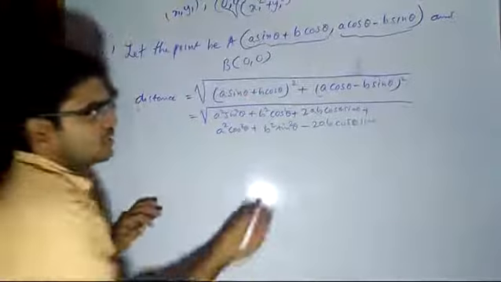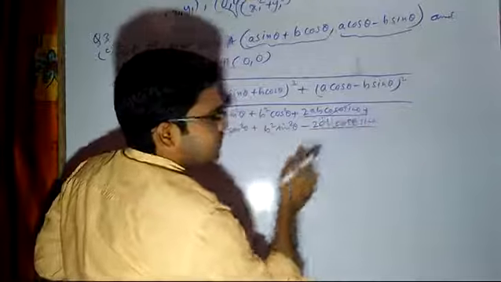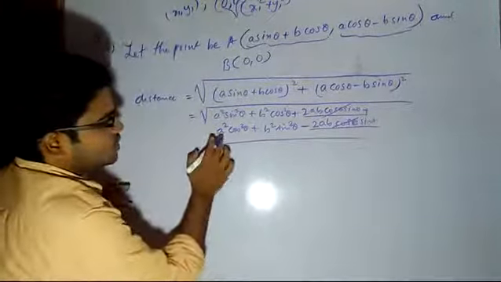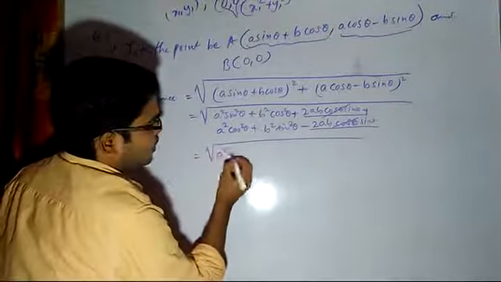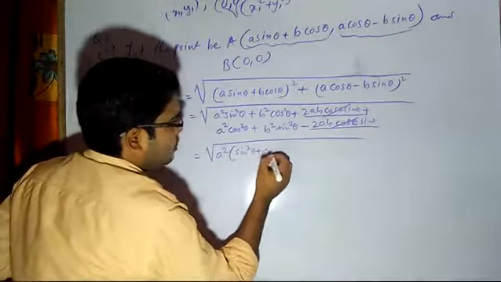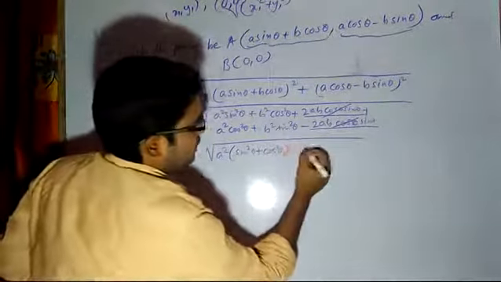Now as you can see here, 2ab cos theta sin theta, 2ab cos theta sin theta, that means these two can be cancelled. Now here you see once again a square, so you can take out a square common. Here you have sin square theta plus cos square theta, correct? Then plus b square is the same, so b square here.